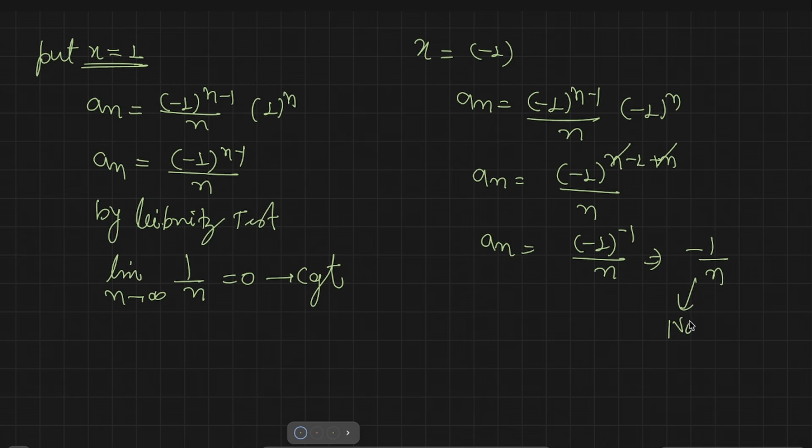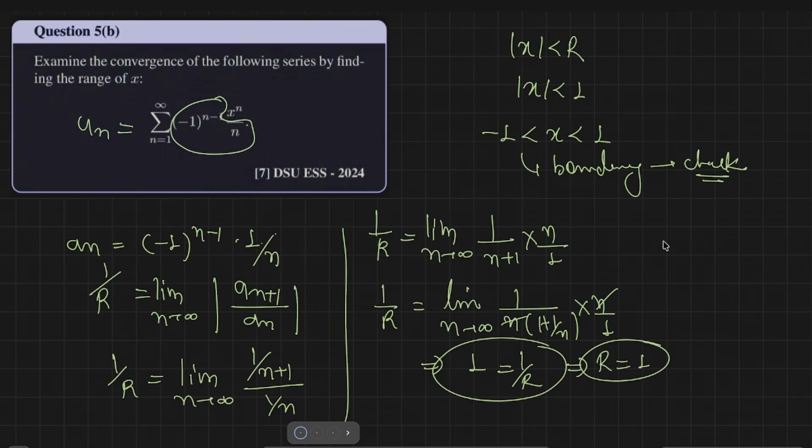Now it is not an alternating series. Once it is not an alternating series, then I have to use the comparison test or any p-test. I can use the p-test for this one. Or you can take the mod of this one again.